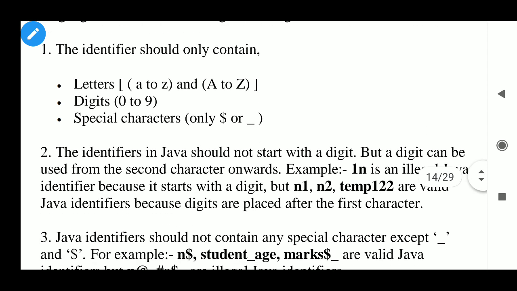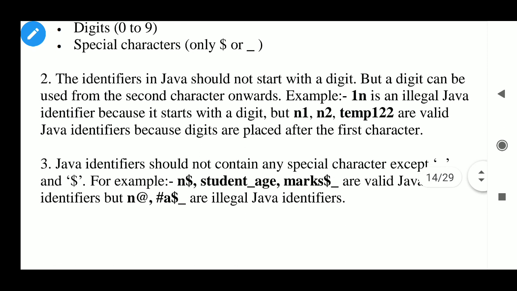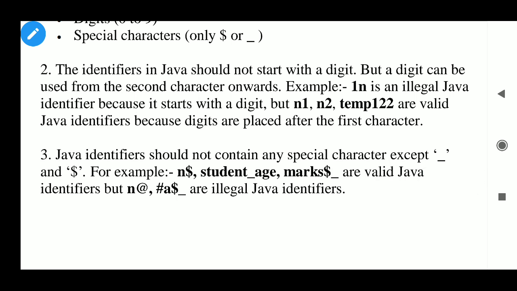Number 2, the identifier in Java should not start with a digit, but a digit can be used from the second character onwards. For example, 1n is invalid, but n1 you can write, like int n1 = 10, int n2 = 5, int temp122 = 50. These are valid identifiers. Number 3, a Java identifier should not contain any special character except underscore and dollar sign.